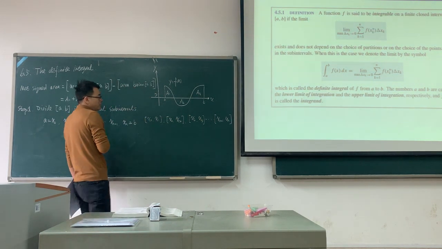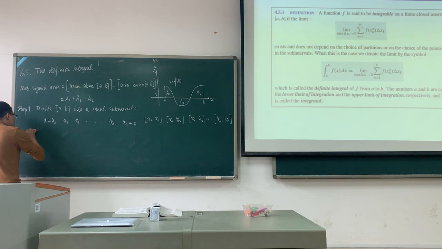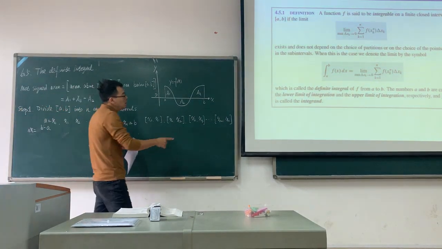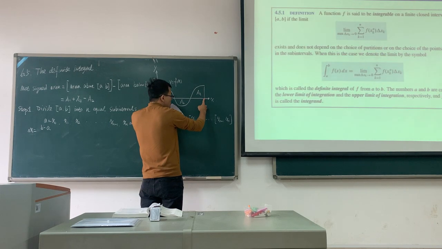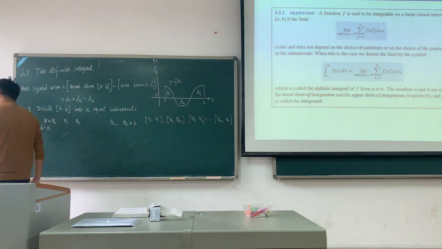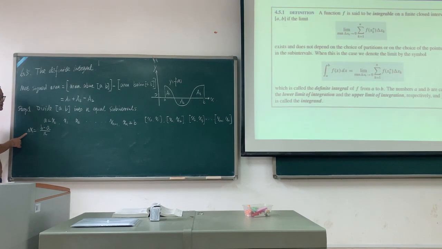The width of each subinterval is delta x. Delta x is equal to the total length, which is b minus a, divided into n parts. So delta x equals (b minus a) divided by n. This is delta x, and this is the first step.